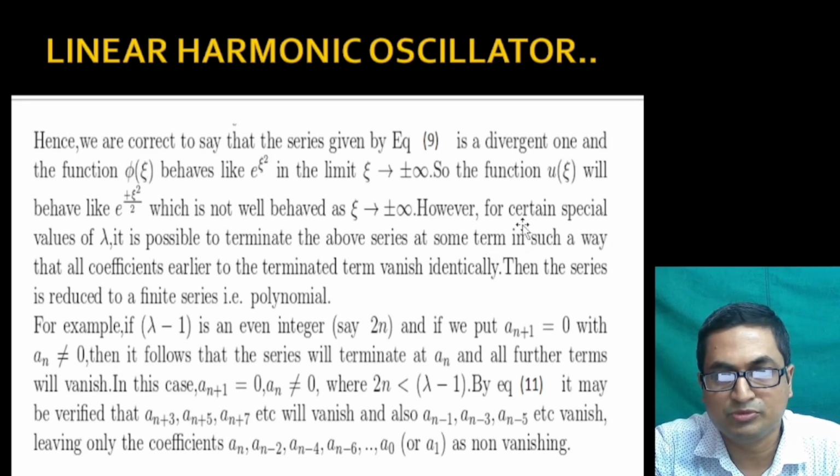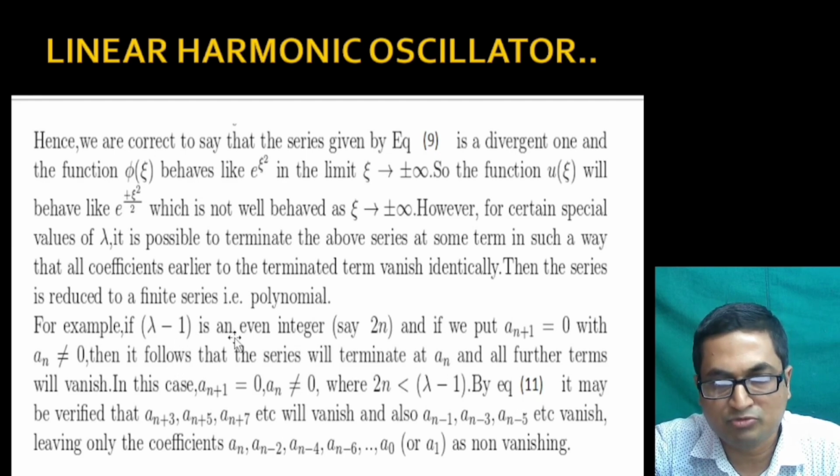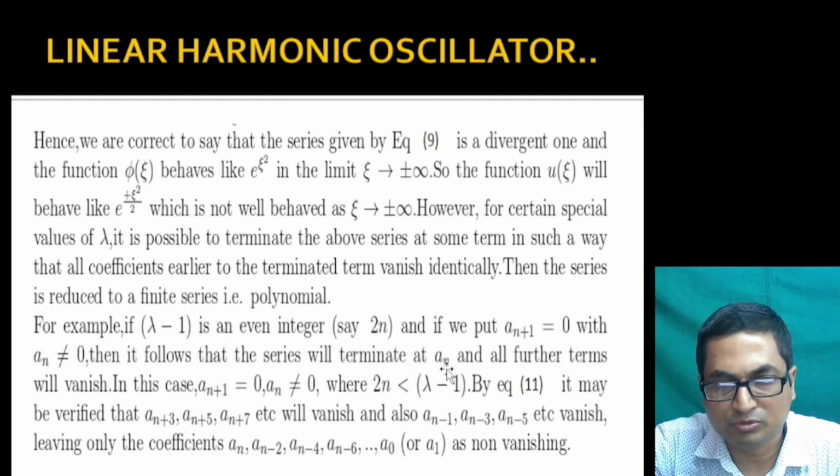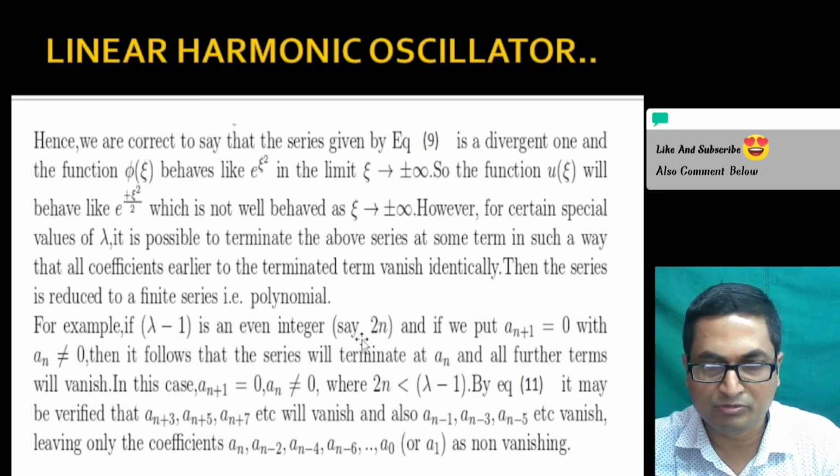The answer is that we put some certain special value for lambda and cut the infinite series to a limited one. That means our infinite series is no longer an infinite series. It would become a polynomial. So we put lambda minus 1 equal to some even integer, say twice n, that is lambda equal to twice n plus 1, and also all the terms beyond n are now 0. That the coefficients ending at n are no longer 0, but beyond that, all the terms are 0. That is n plus 2 is 0, n plus 4 is 0, like that. So we cut off the series with a particular value of lambda equal to twice n plus 1.